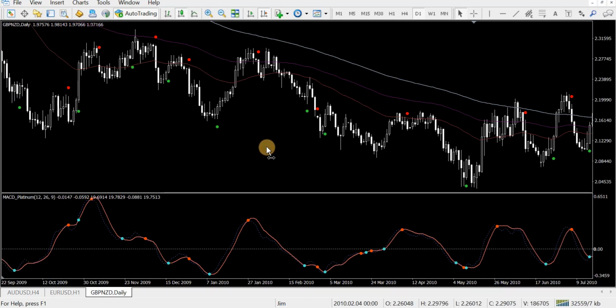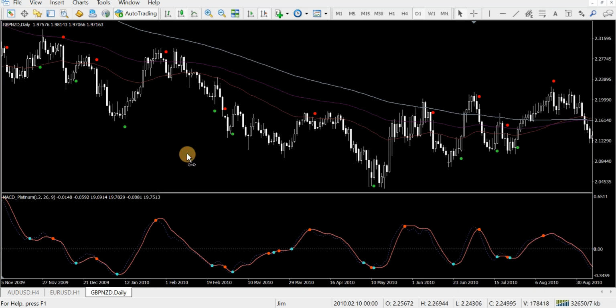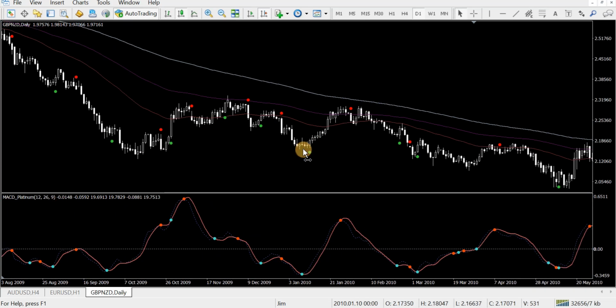Now someone's requested the pound New Zealand. Now I'll tell you now, this is a challenge. It is a pair that is a tough pair to trade. When it comes, it's a big mover. It moves quickly. But having said that, if you catch a move, you'll make some good profit. So look, it's nothing to be scared of, but it is a pair that can move quickly.